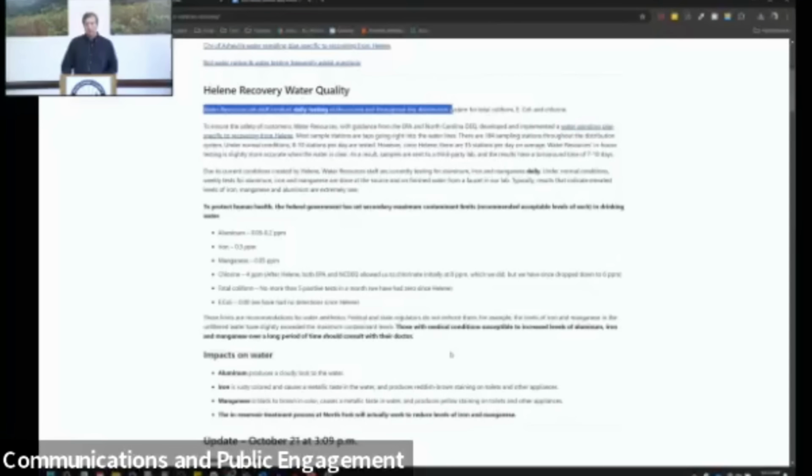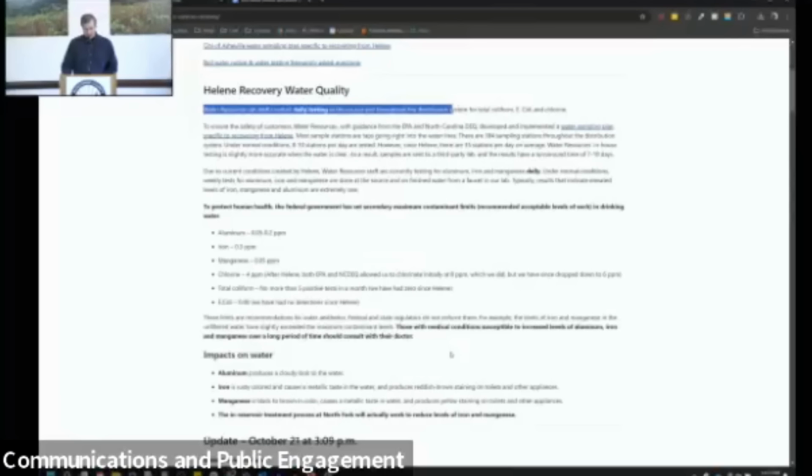That's a very good sign because that means as we test for chlorine throughout the distribution system, chlorine levels are remaining high because there are very few pathogens in the distribution system that are eating it up. So if chlorine remains high throughout the distribution system, that's a very positive sign. Total coliform, we're allowed no more than 5 positive tests in a month. We have had 0 since Helene.